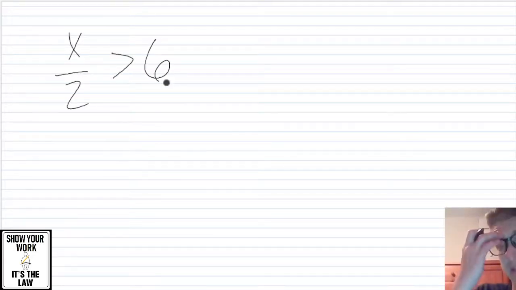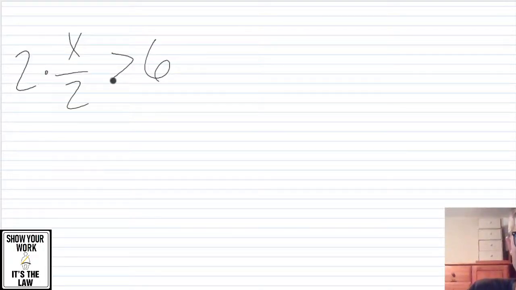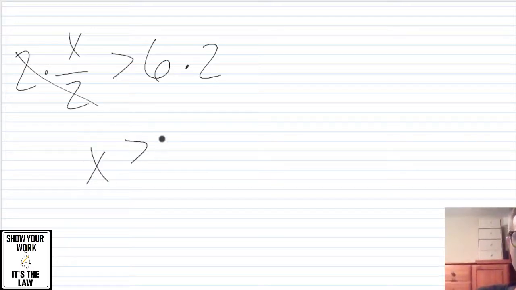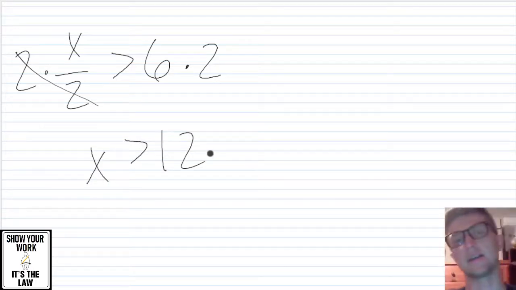We want to get x by itself. What's happening to x? It's being divided by 2. We undo it by multiplying by 2. What we do to one side, we do to the other. Bam, bam. x is greater than 12. As easy as that.